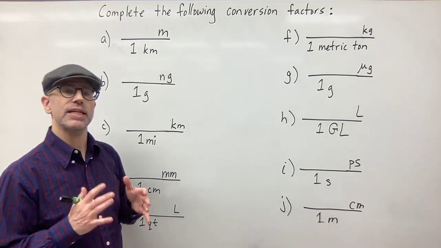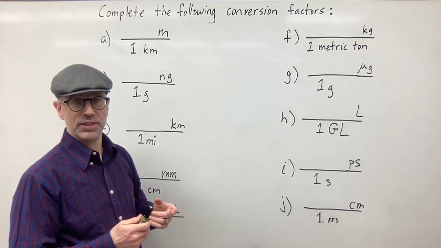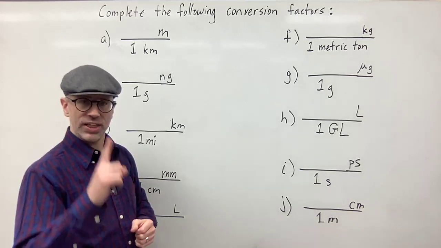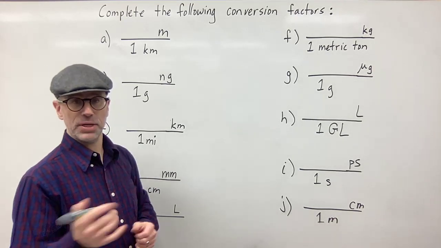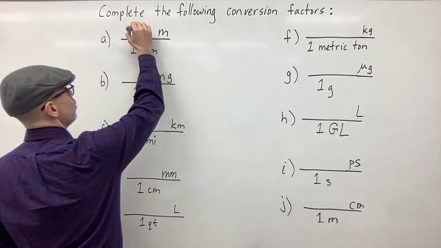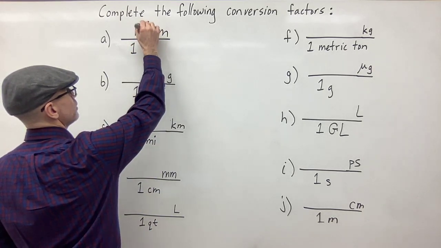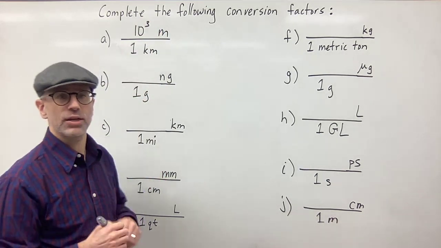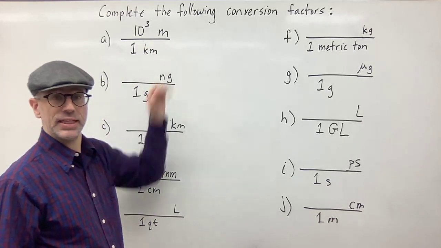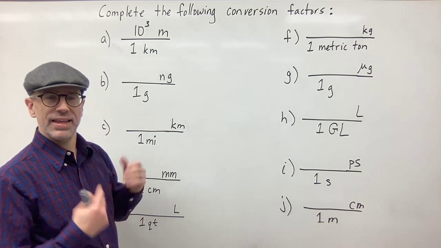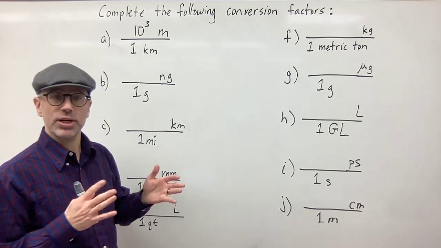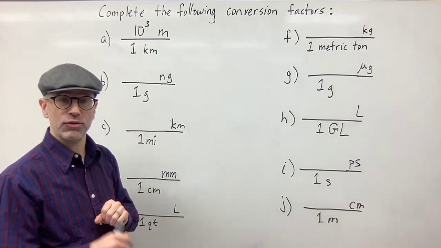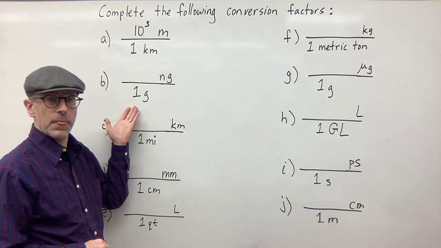So in this case, it's really easy. I have to know what the prefix is. Here, kilo, I know that means 1,000. So 1 kilometer is 1,000 meters. So this is 1,000 or 10 to the third. You could write 1,000 there, or you could write 10 to the third. It doesn't matter. So here I have completed this conversion factor. And that's really all there is to it if it's a metric to metric conversion between a prefix unit and the base unit.